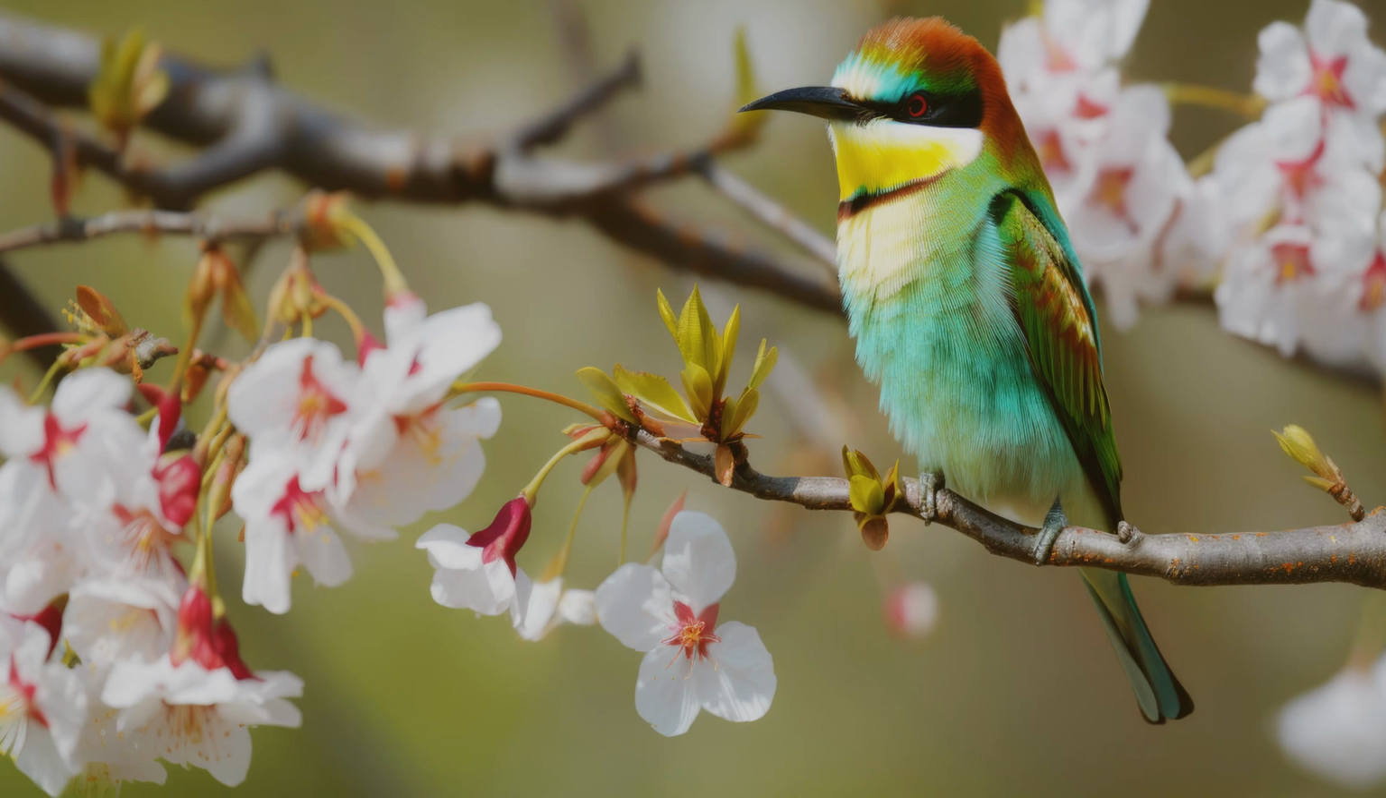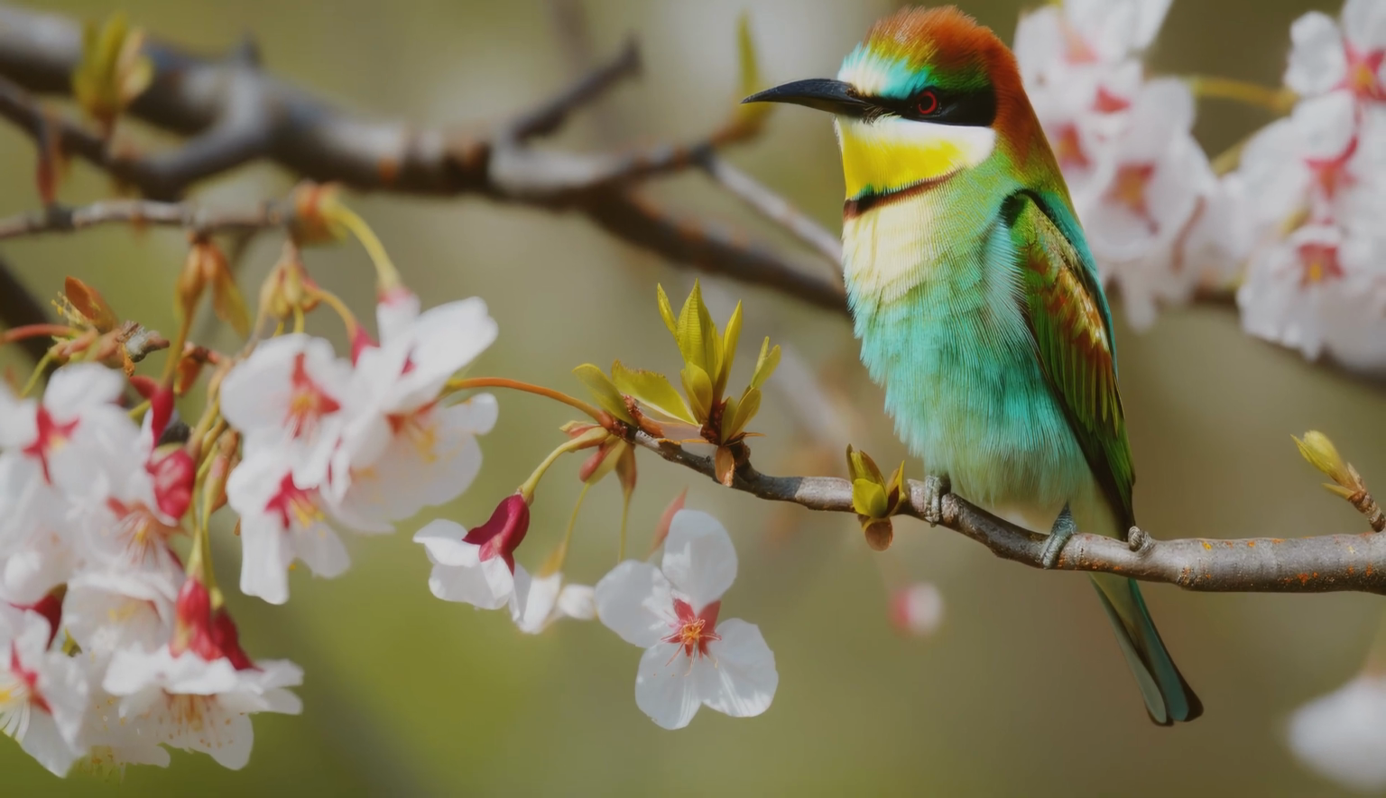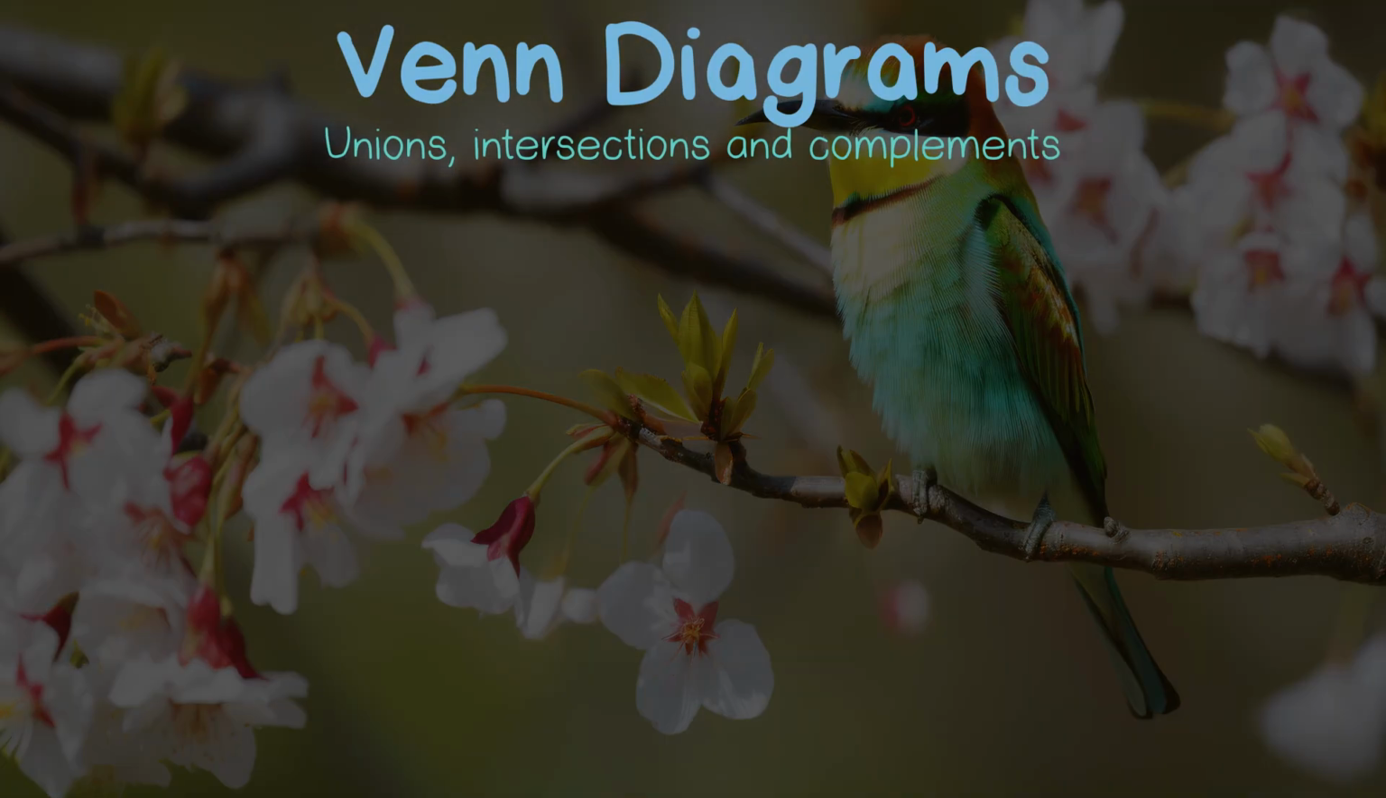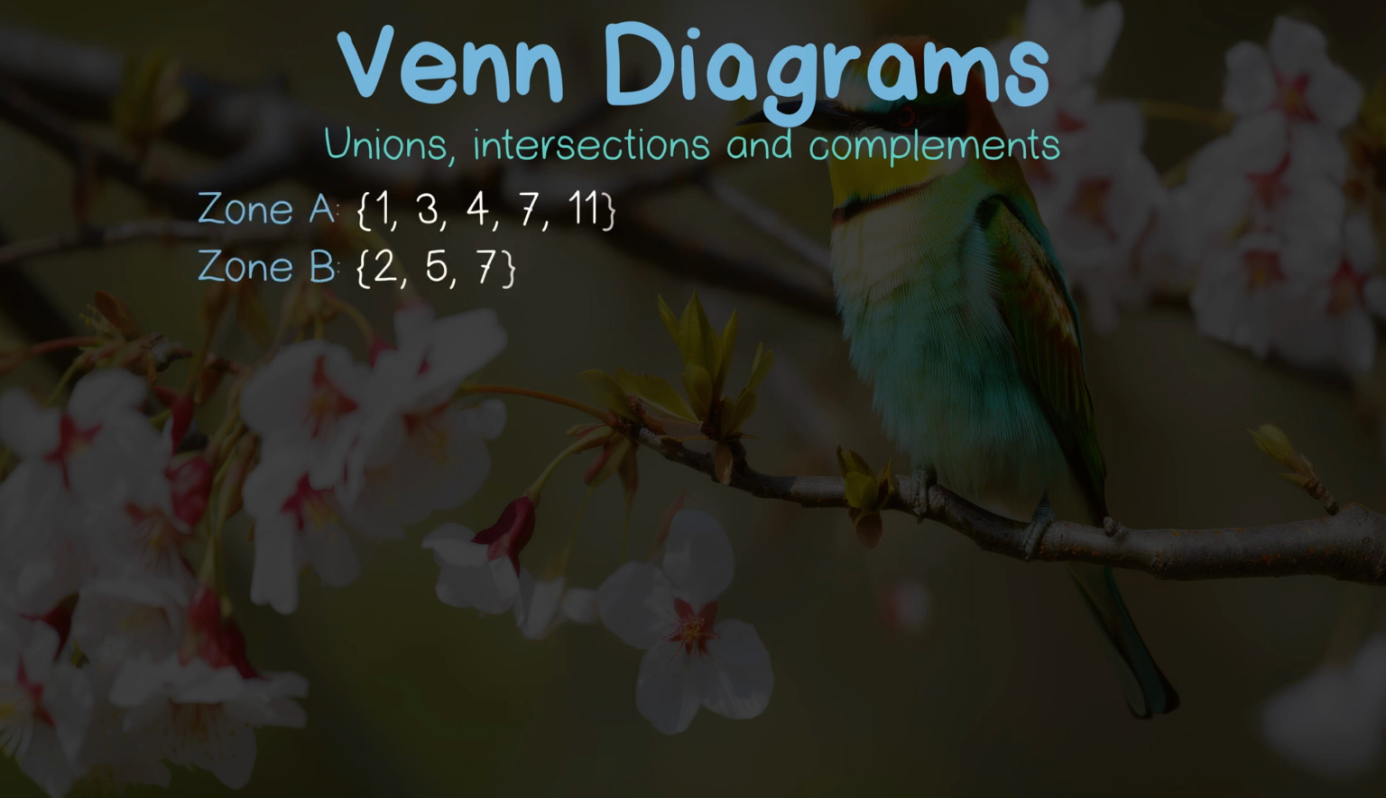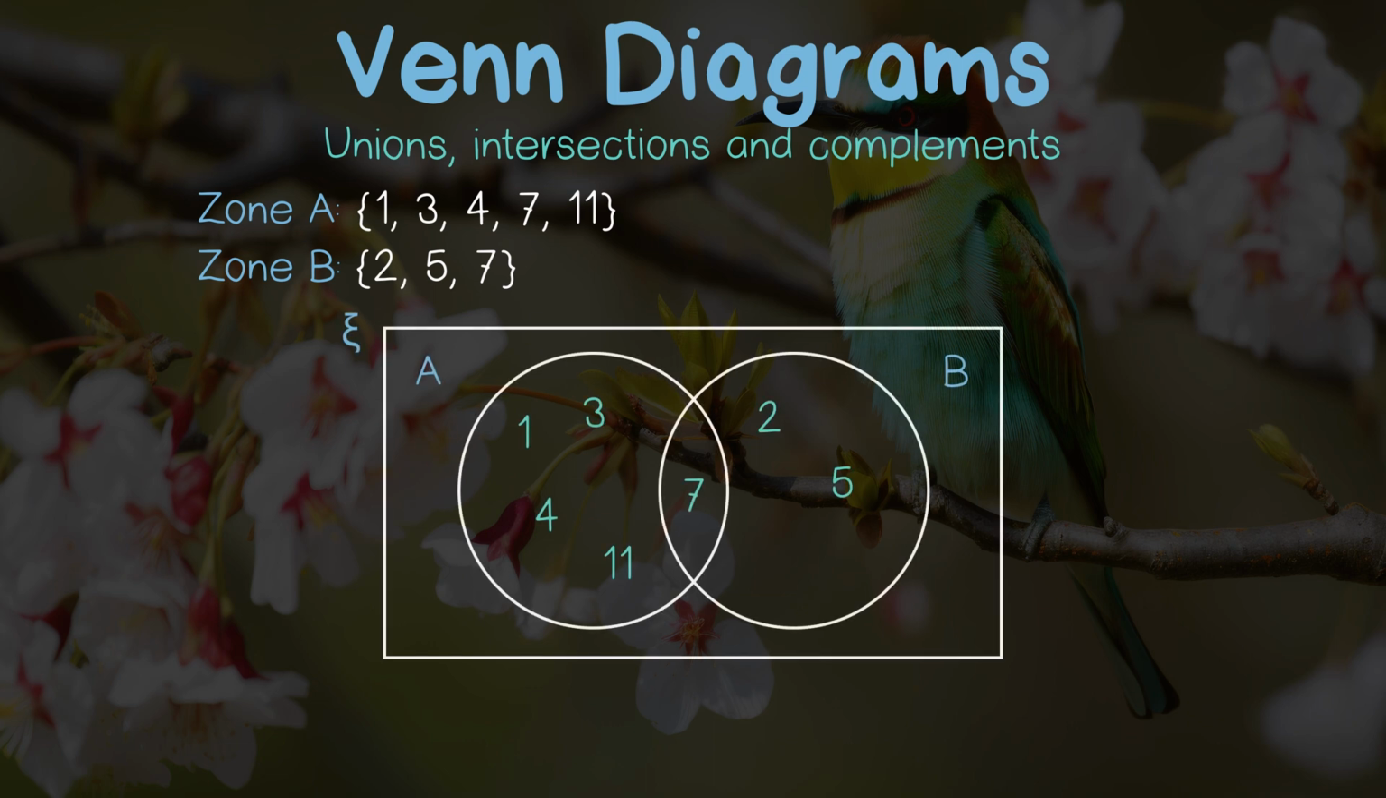Our first animal is the African bee-eater, named as such because these colourful birds can catch bees in midair. We've gathered data on the bee-eaters flying through two feeding sites, A and B, and entered the numbers into our Venn diagram. This symbol means union.